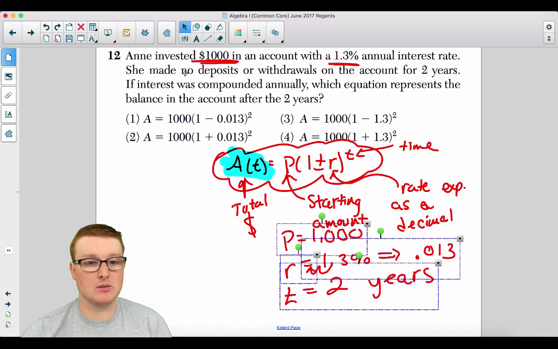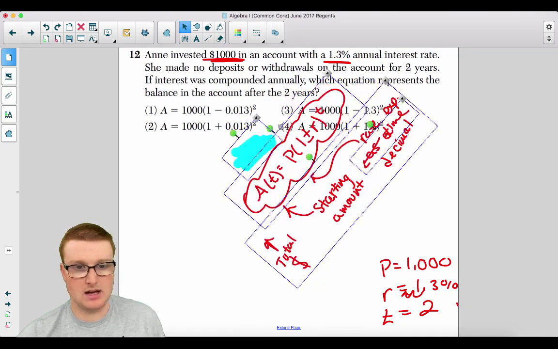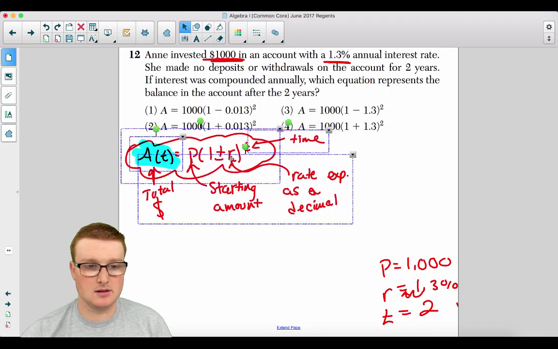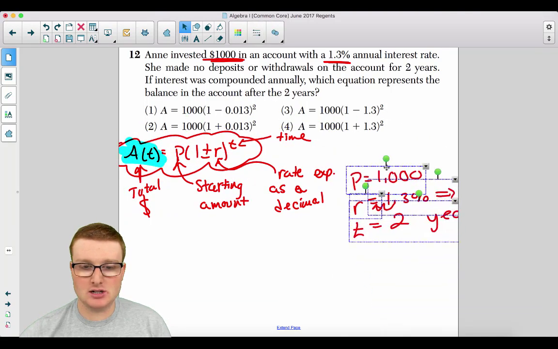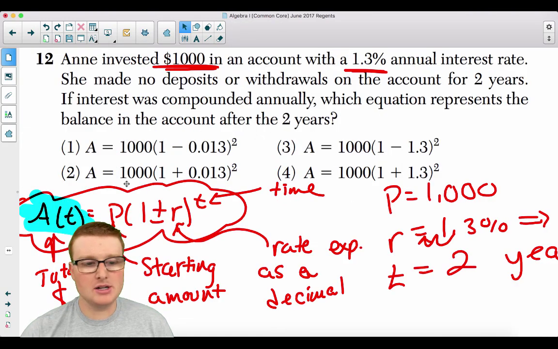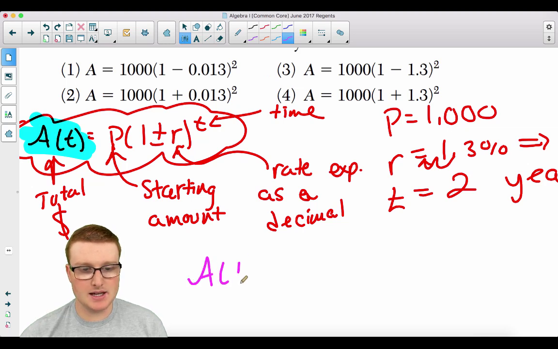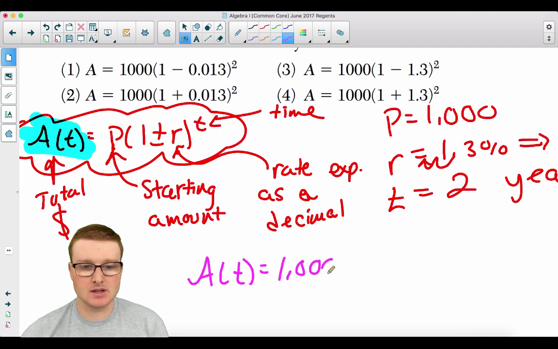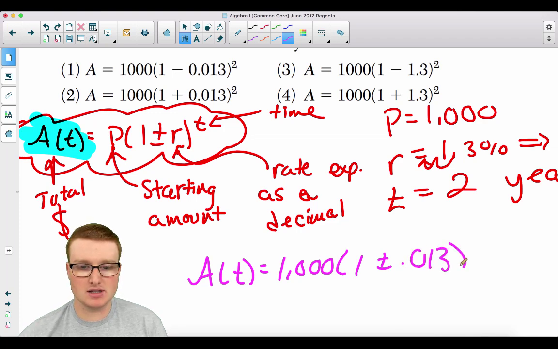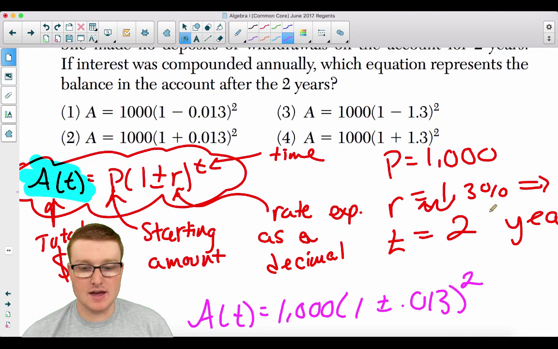I need more room. Hold on 1 second. There we go. Put that all over here. Okay. So we have all this information. Let's go ahead and solve it. What I'm going to do is take the P, which is the 1,000, and plug it in. So A of t is equal to 1,000 times 1 plus or minus the rate, which is 0.013, raised to the second power. Well, if you look at all these answer choices, none of that is here.